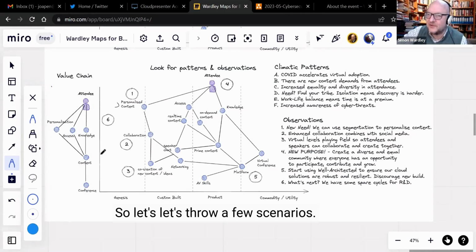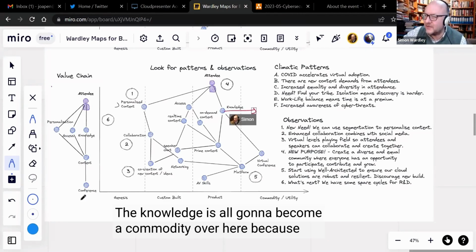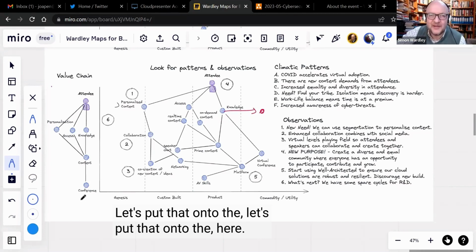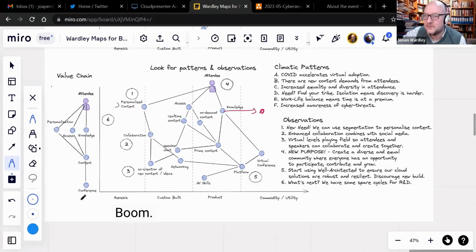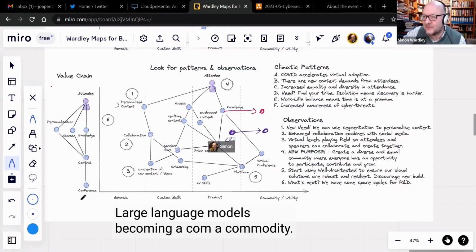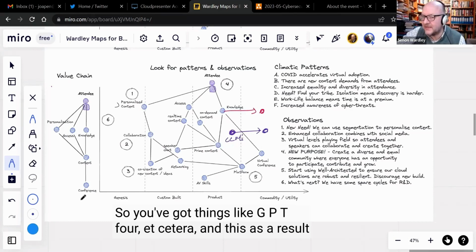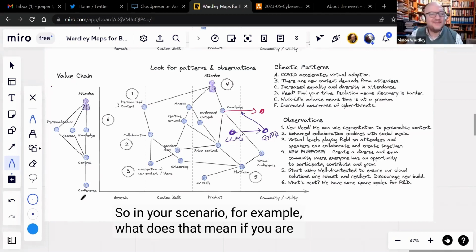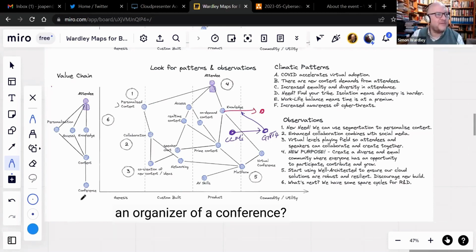One of the questions was about strategy and scenarios. So let's throw in a few scenarios. Let's go with knowledge. Knowledge is all going to become a commodity because of another component, ChatGPT and large language models. Let's put that onto the map: a new component here, large language models, becoming a commodity. So we've got things like GPT-4, etc. And as a result of this, knowledge is being driven more towards a commodity. What does that mean? So in your scenario, for example, what does that mean if you're an organizer of a conference?